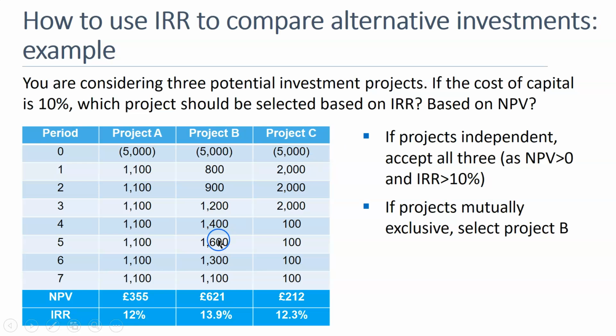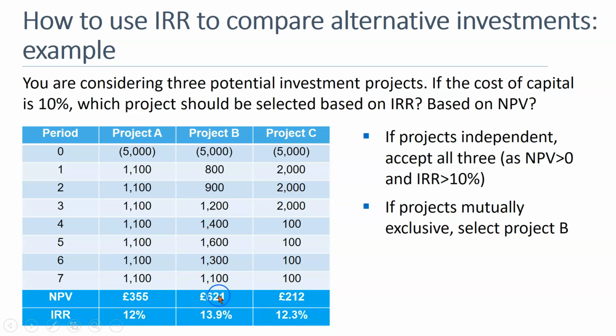Let's have a look. If we calculate these figures for all investment projects, we will be able to see that net present value is the highest for project B, £621, rather than 200 or 350, and its internal rate of return is also the highest, 13.9%, rather than 12 or 12.3.